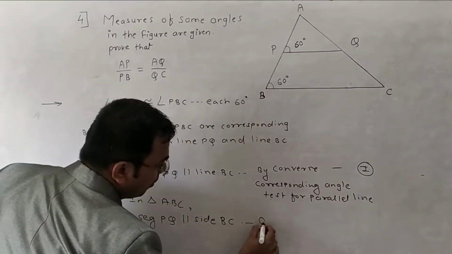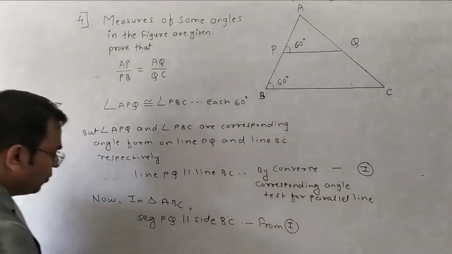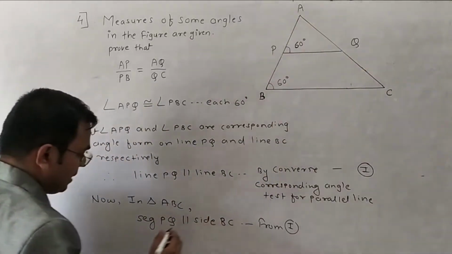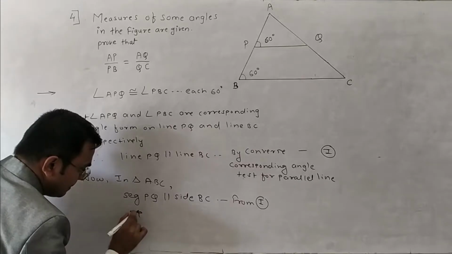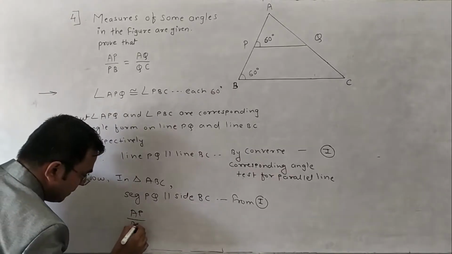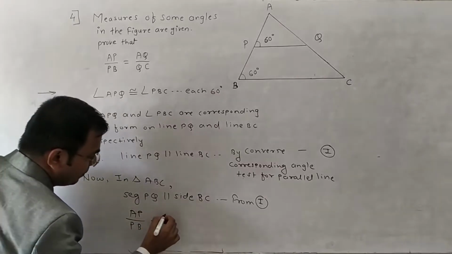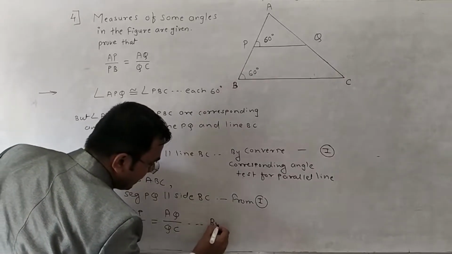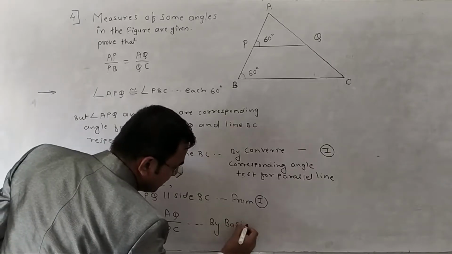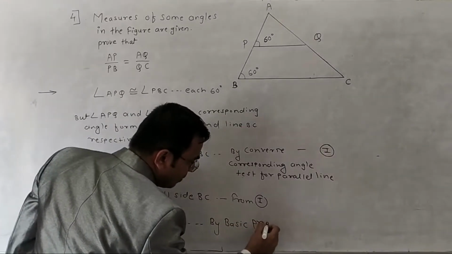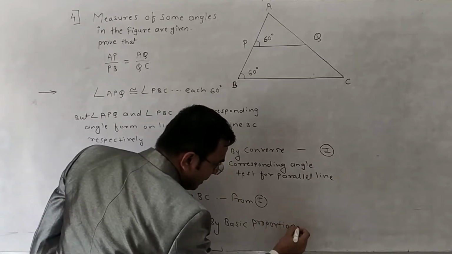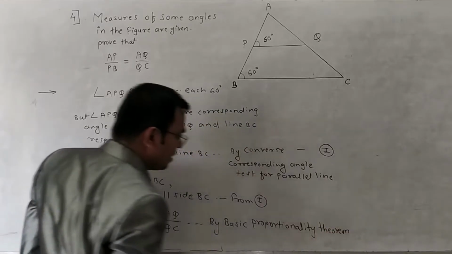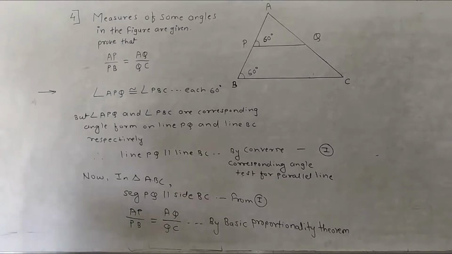Okay, from 1, we can say that by BPT, AP upon PB is equal to AQ upon QC, by basic proportionality theorem. So you can write it.